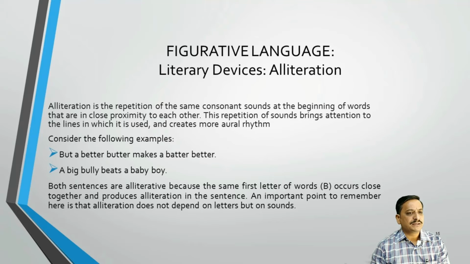But a better butter makes a batter better, or a big bully beats a baby boy. Both sentences are alliterative because the first same letter of words, B or B, occurs close together and produces alliteration in the sentence. An important point to remember here is that alliteration does not depend on letters but on sounds.